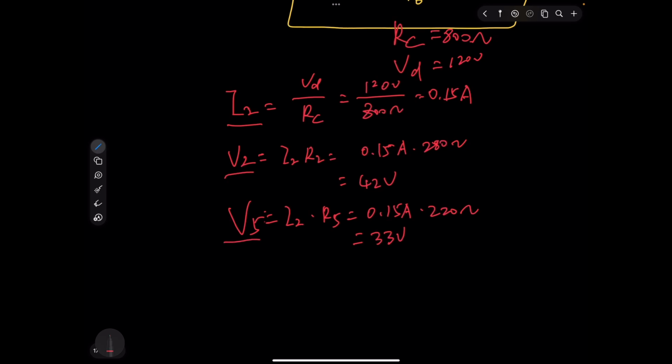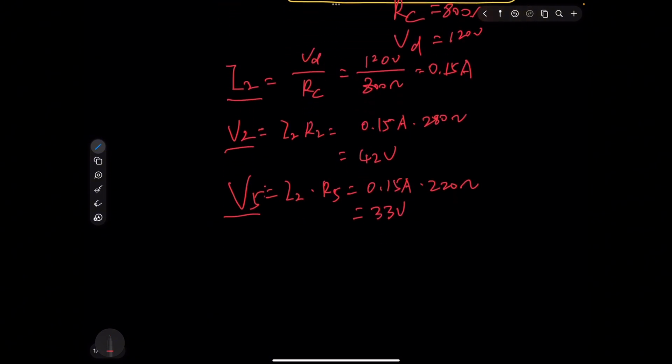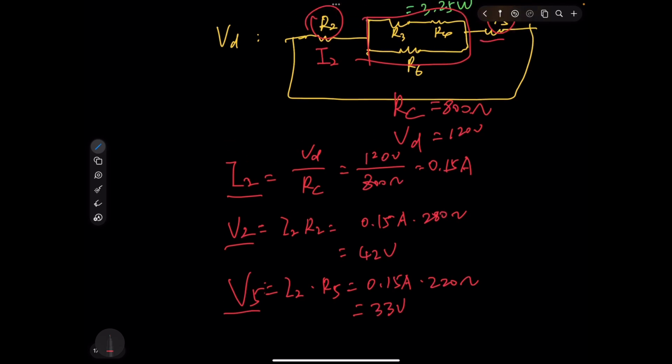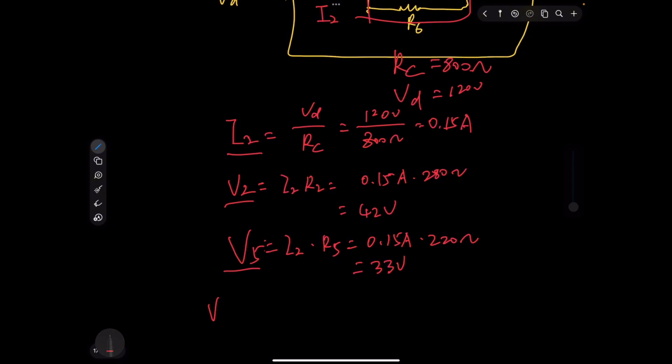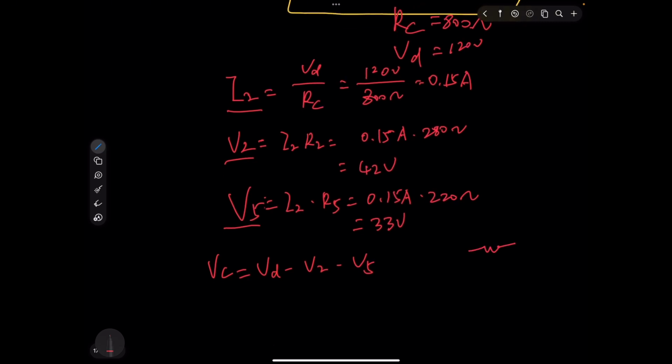After we get a voltage drop for resistor 2 and resistor 5, we can get the voltage for this part. Let's say it's VC, which will be VD minus V2 minus V5. That will be the voltage for this part. So that will be VC, after we subtract the resistors R2 and R5.